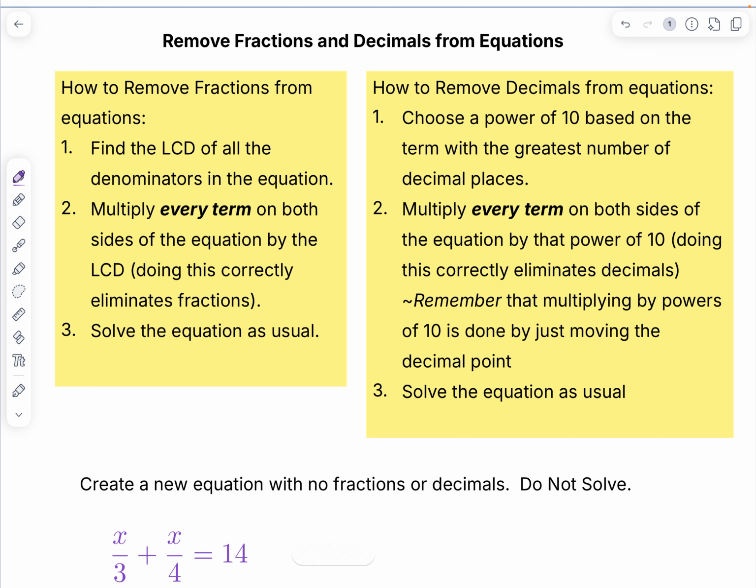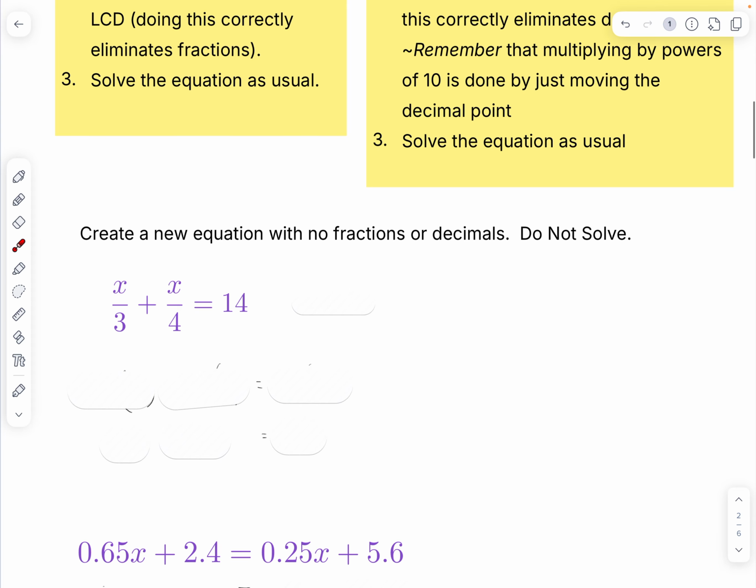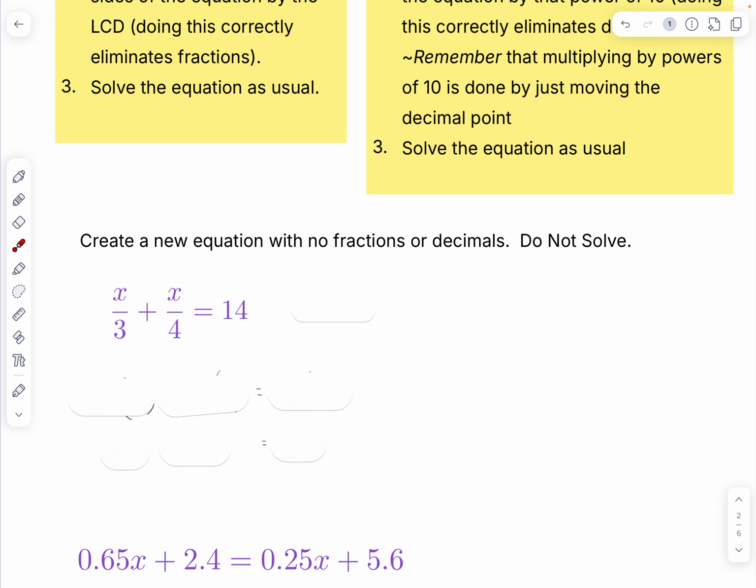The first thing that we're going to do is figure out how to remove fractions from our equations. And step number one, we have to find the least common denominator of the denominators of the whole entire equation. Now you notice in our example down here, the directions say to create a new equation with no fractions, do not solve. So we're not actually going through the entire thing, we're just going to eliminate fractions.